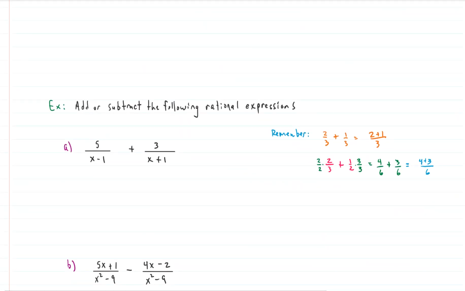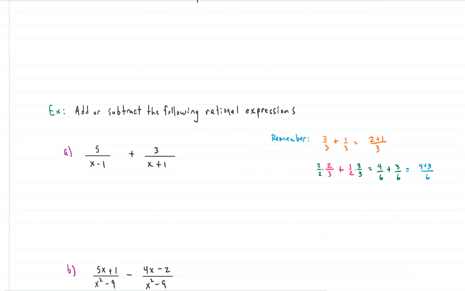So let's do some examples. Add or subtract the following rational expressions. This is example A. So 5 over x minus 1, that's our first rational expression, and we're adding 3 over x plus 1. Before we do this, let's do a quick refresher of fraction adding.